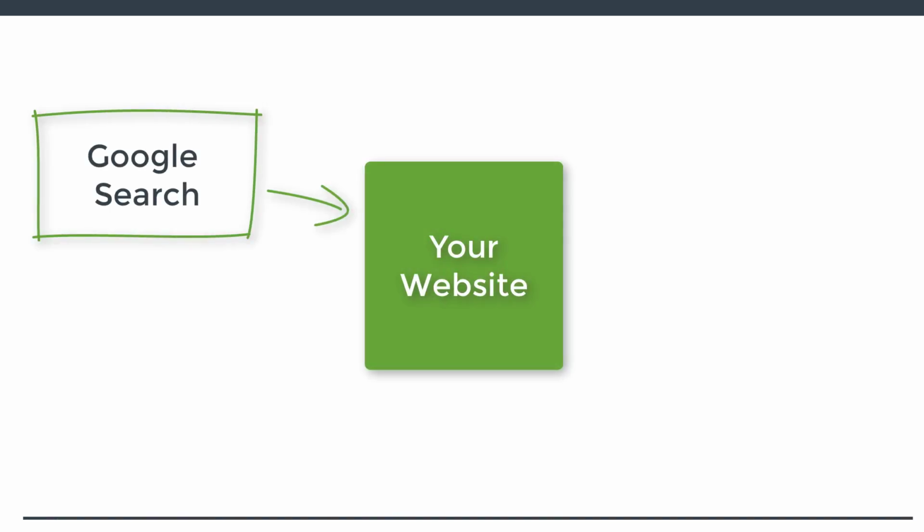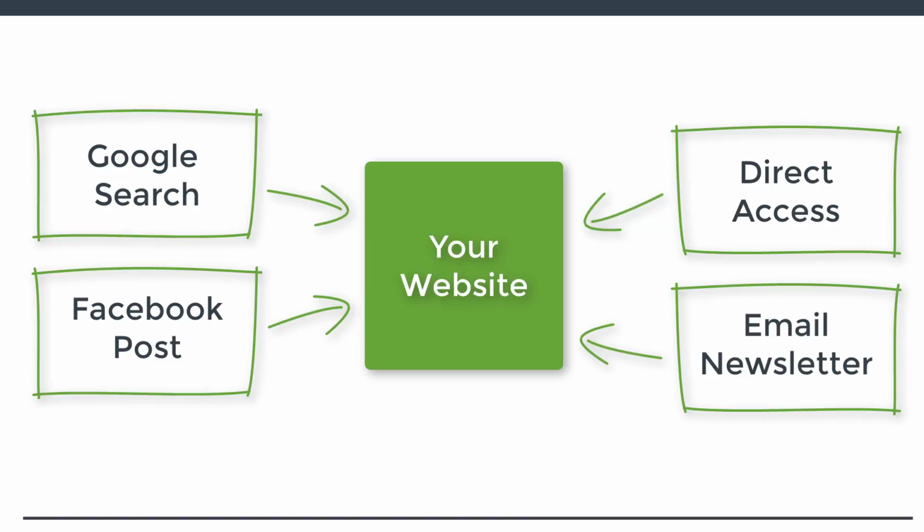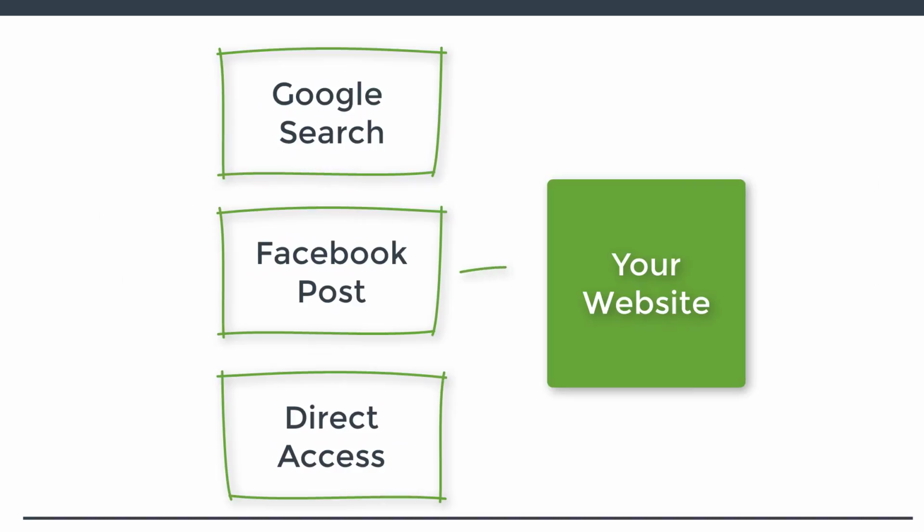So the first thing to understand is that there are many different sources leading traffic to your website. People might find your website via a Google search, something shared on Facebook, they might access it directly, or maybe people click on a link in an email newsletter. But here's the key. It isn't just about all those visitors who use all those different sources. Instead, it's that just one person can use all of these different sources to find your website.